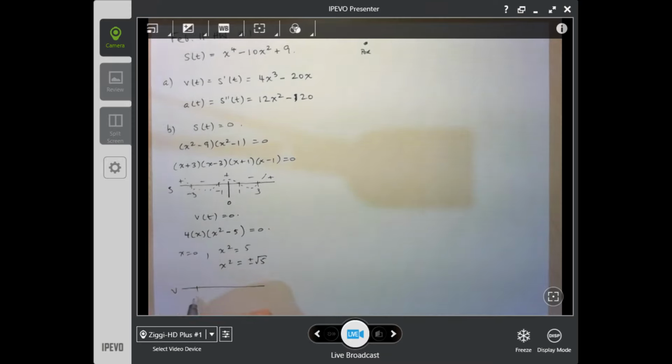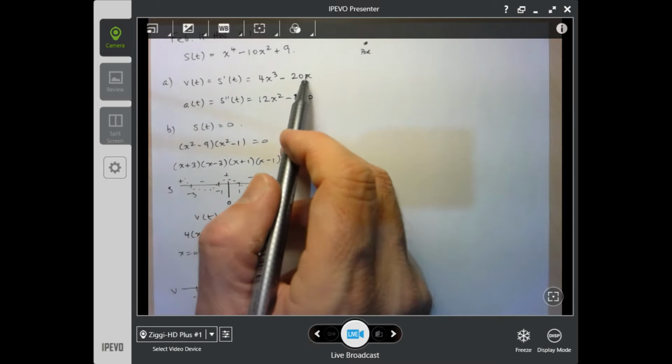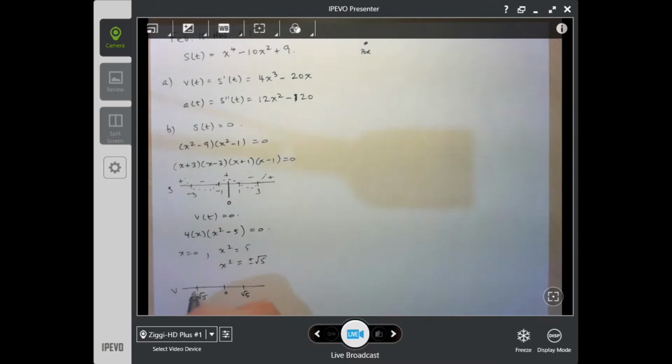So what do we have? We have negative root 5, we have 0, and we have root 5. And so now what I'm going to do is take a look at what I have. I've got a cubic with a positive leading coefficient. So I know my graph would look something like this. So that means between 0 and root 5, it's negative, and then from root 5 on, it's positive. And I don't care about anything to the left of that.